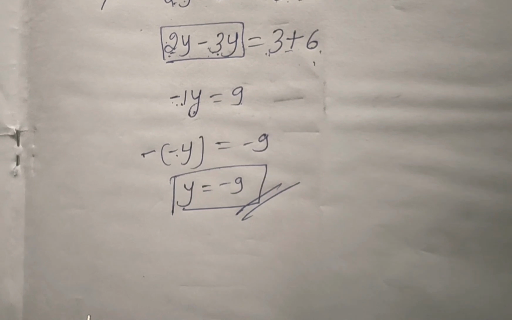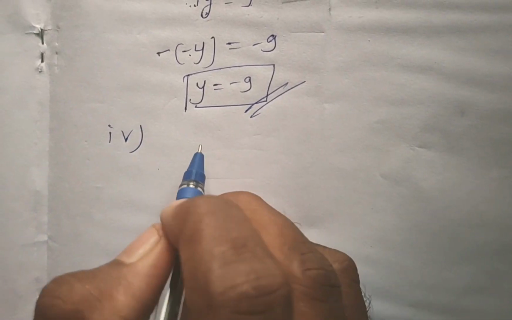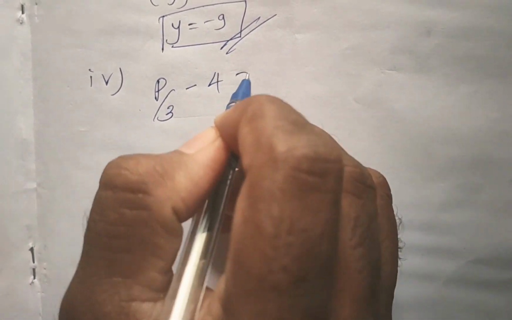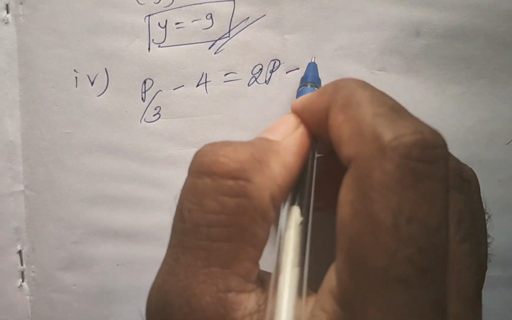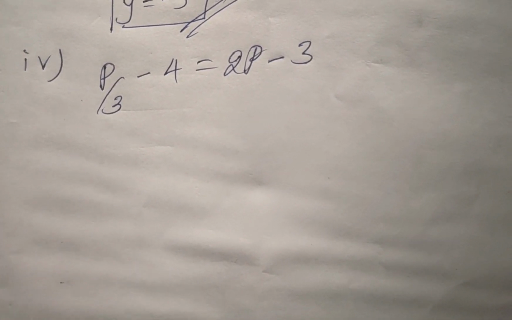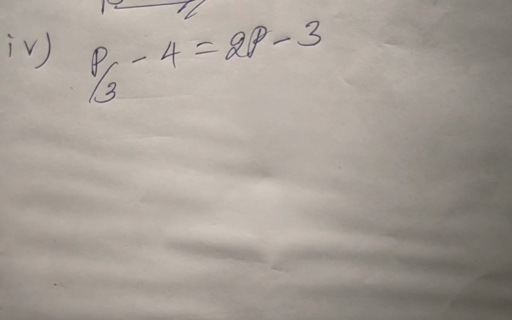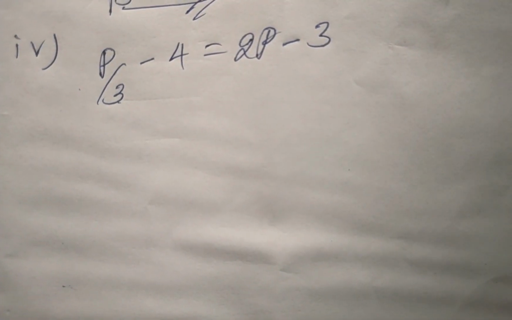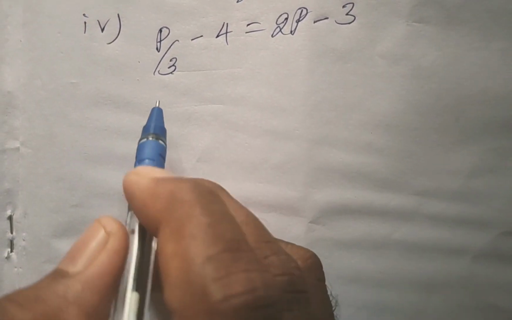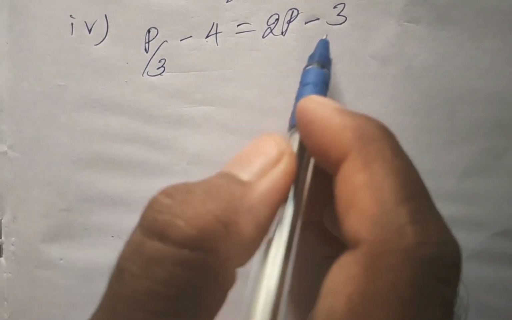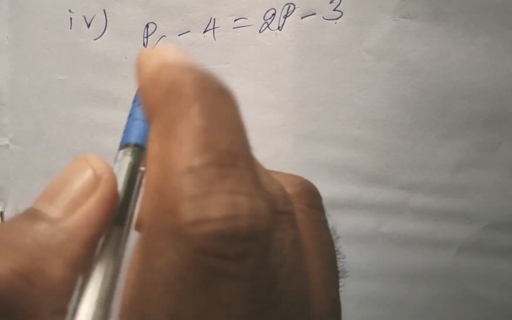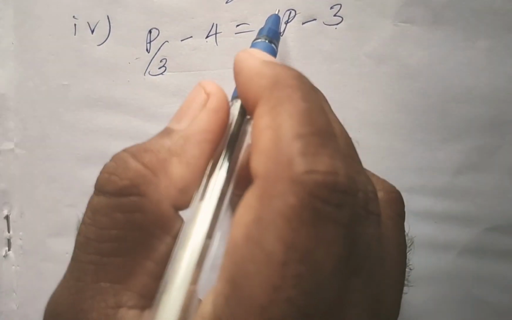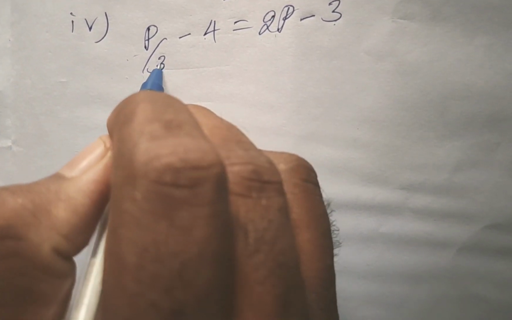Okay, one more example. A little bit complicated: p upon 3 minus 4 is equal to 2p minus 3. See here, most students will take this 3 to this side. It is not possible. So what will we do? First we will take minus 4 to this side and 2p to this side. We cannot take this 3 because 3 is divided with only p. If 3 was dividing the whole, then you could take 3 to this side. But here we cannot, so keep this 3 as it is.